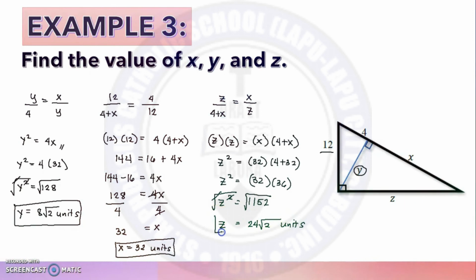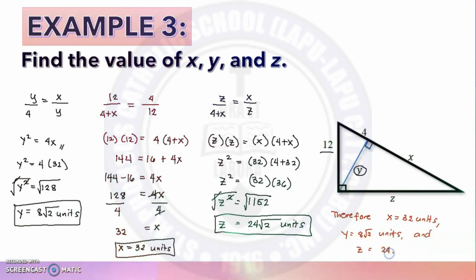So we can now finalize our answer in this problem, class, that therefore the value of x is 32 units, the value of y is 8 square root of 2 units, and the value of z is 24 square root of 2 units. And that would be all for this lesson, class.